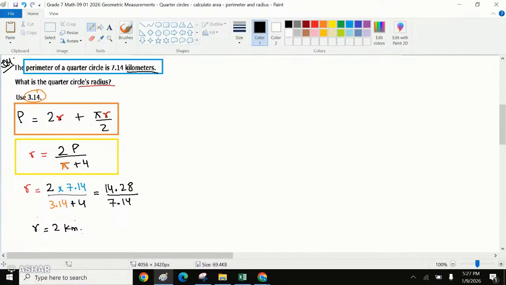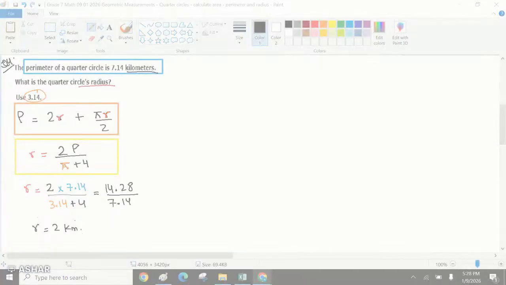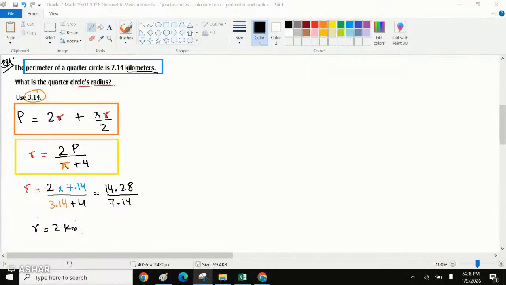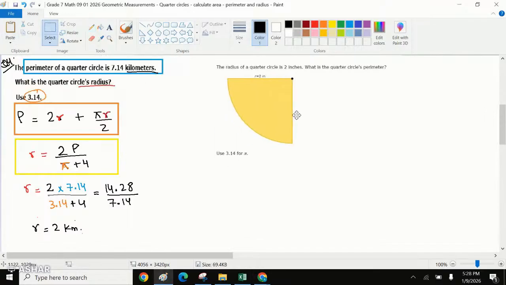Great. Any questions regarding this? If there is a question, please do ask. Okay, the next question we have is, they have given us the radius. They want us to find the perimeter. Okay, let's copy the question and let's see what we can do in question number 5.